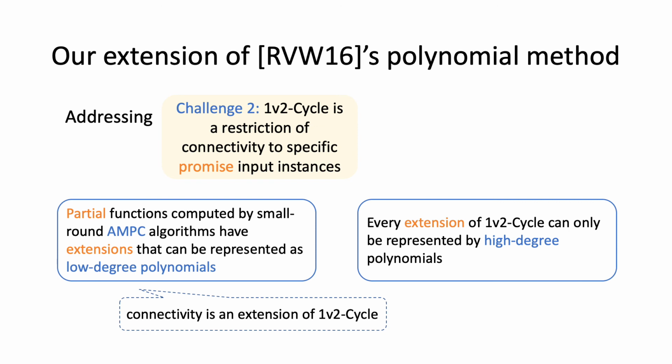Then, as a final step, we show that every extension of 1 versus 2 cycle can only be represented by high-degree polynomials. This is done using standard techniques from Boolean function complexity. And this statement is a stronger version of RVW's statement on polynomial representations of connectivity. And this finishes the proof of our 1 versus 2 cycle round lower bound.